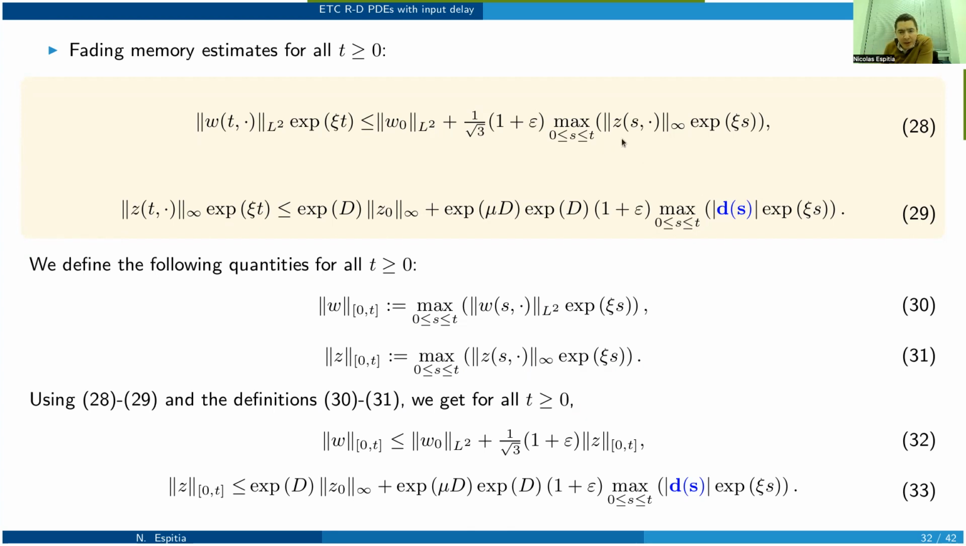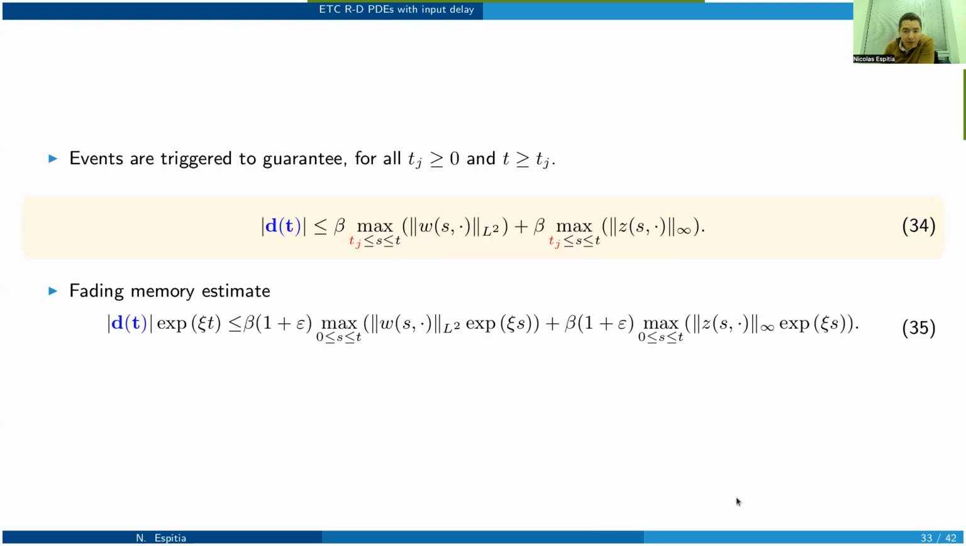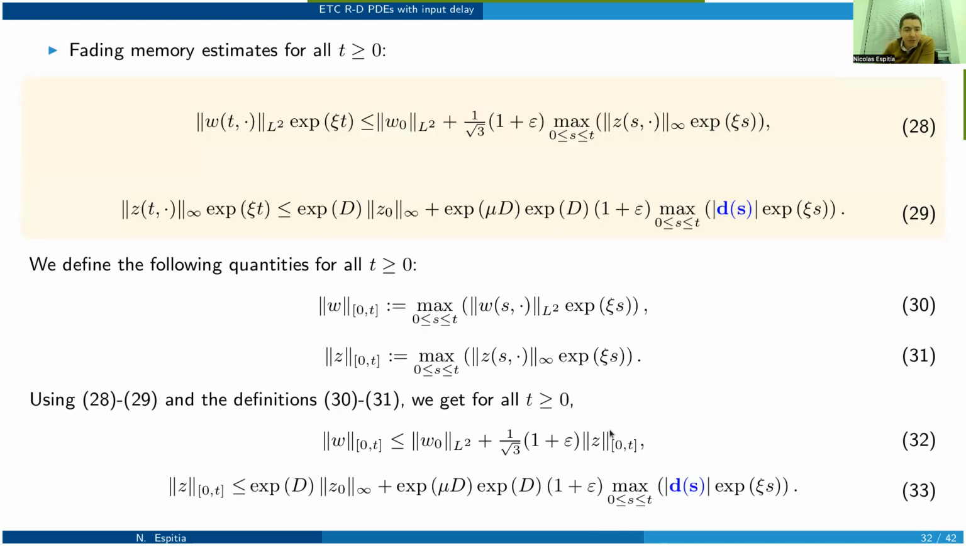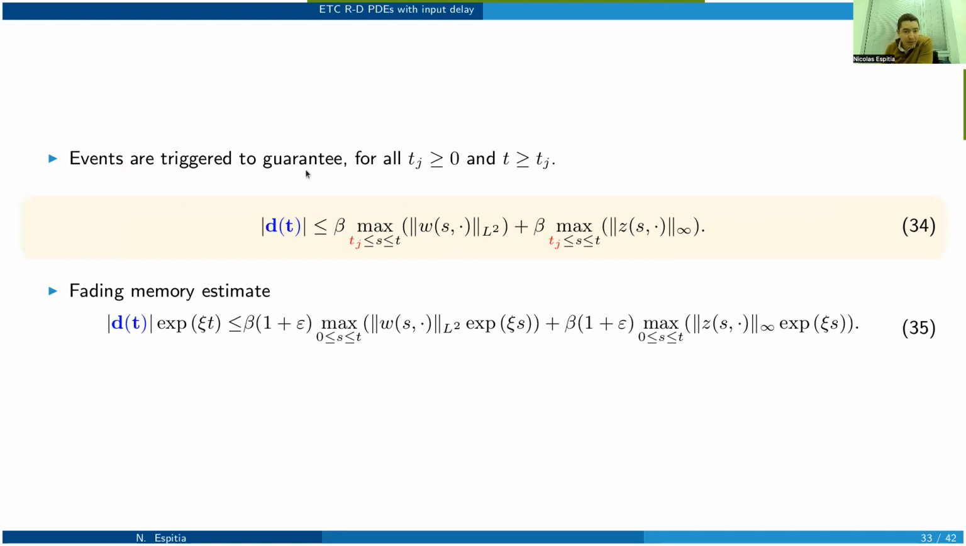We now define some quantities, which involve this exponential term here. We write this and we reinforce these inequalities. Next, we use the triggering condition because we want to guarantee this inequality. Again, we want to keep this error small enough. We use fading memory estimates as well in some other computations to obtain this inequality.